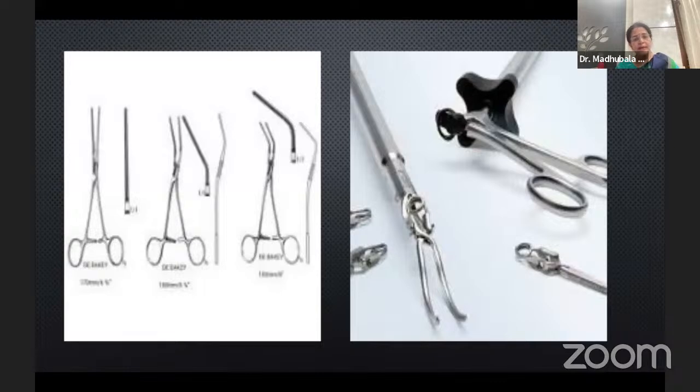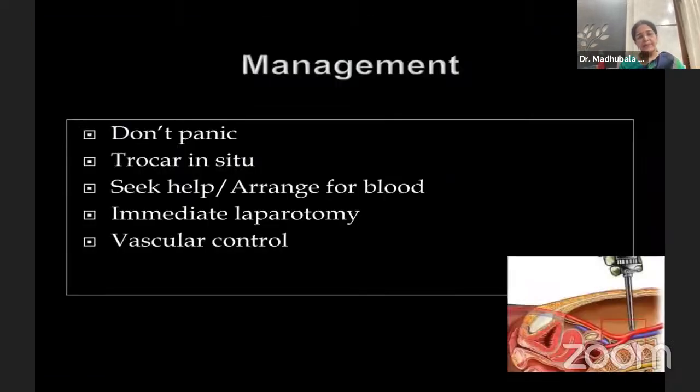These are the vascular clamps. These vascular clamps should be in your operation theater armamentarium. Either you use them or not, they have to be there, because we don't know at which time we'll be having the need of them. And these are the laparoscopic vascular clamps.